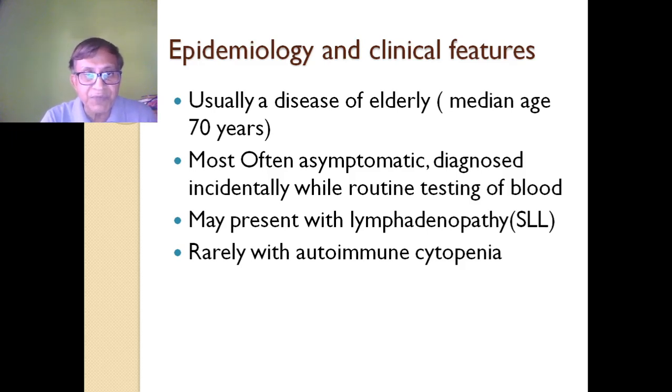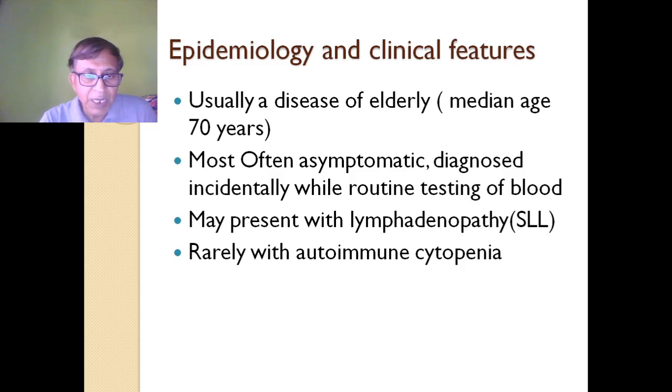A bit of clinical features and epidemiology. This leukemia is common in elderly people. The median age is 70 years. That means it's not seen in younger patients. And most often it is asymptomatic, diagnosed incidentally while routine testing of blood.